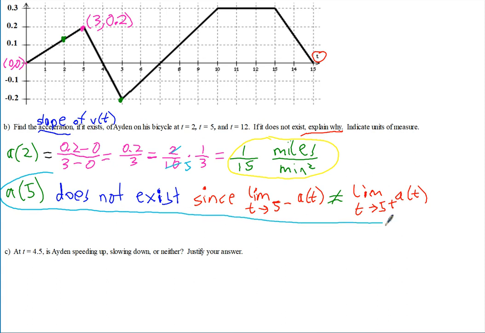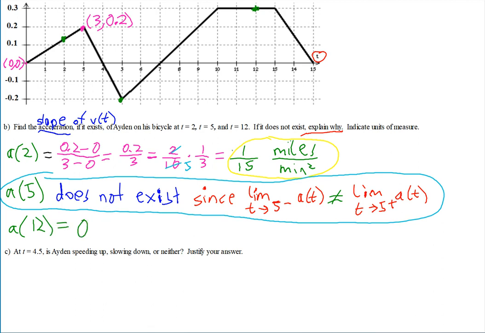And then finally, one more time. Time 12 is right here. And notice on this segment, it's on a horizontal line, and the slope of any horizontal line is 0. So this one's easy. You could say a of 12 equals 0. I guess the units you can put here, but it doesn't really matter since it's 0. But it would be 0 miles per minute squared. So notice on all these, we were trying to find the slope of velocity to get acceleration.